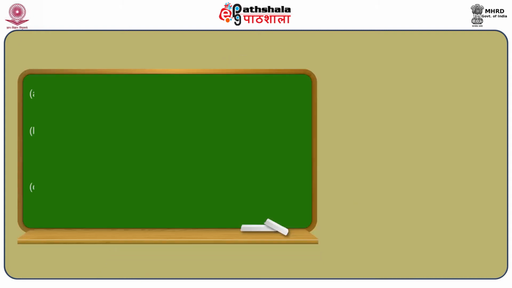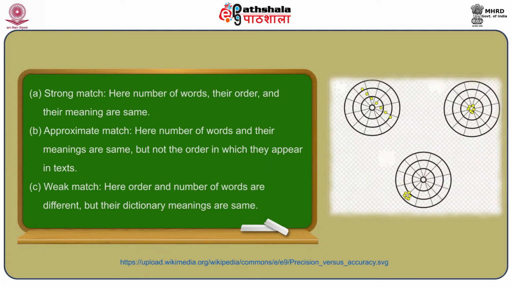After translation analysis, we come with three different outcomes. There are situations where there is a strong match, where the number of words and their order, their meaning are same both in the source language as well as in the target language. Then we come across the approximate match, where the number of words and the meanings are same, but not the order in which they appear in the texts.